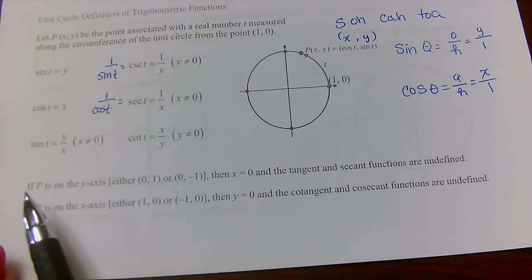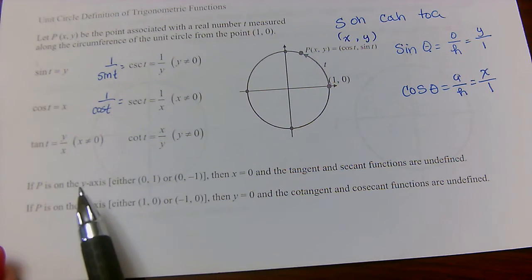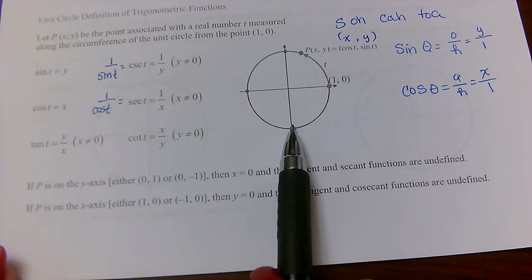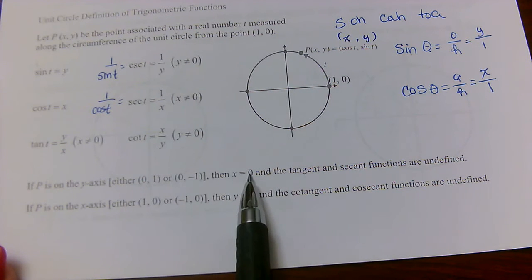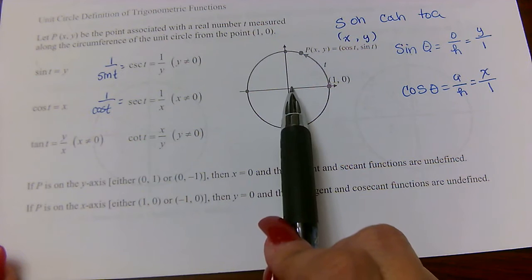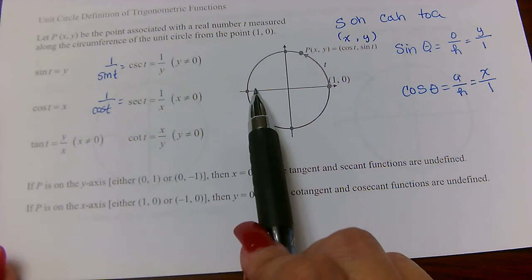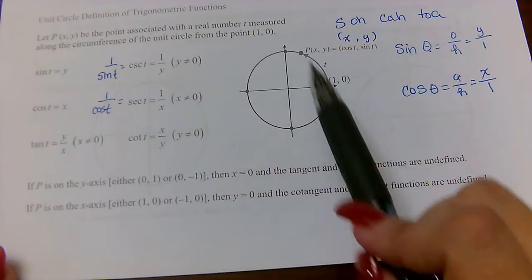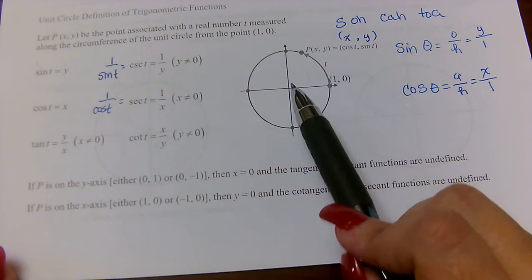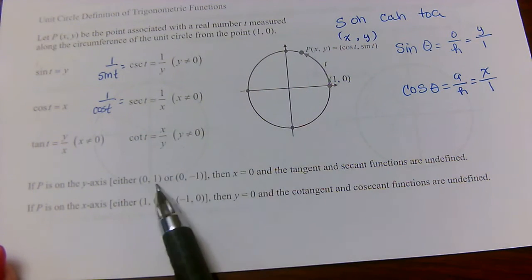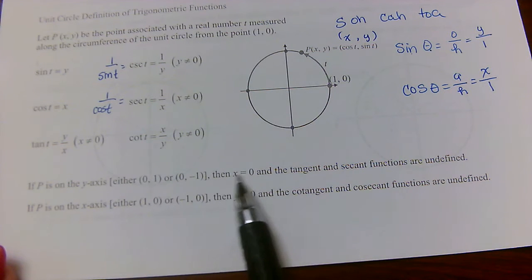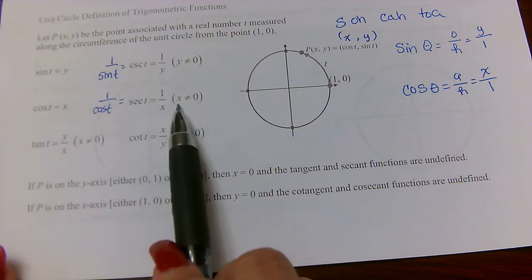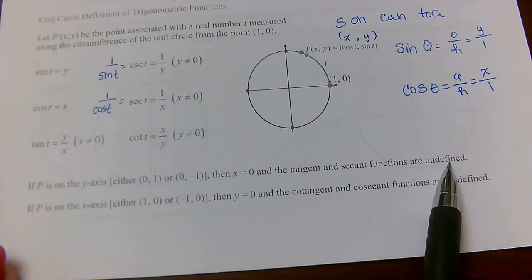Okay, so here, if a point lies on the y-axis, which is this point here or this point here, then x is equal to 0. Because remember, x's go forward or go back. Well, if it's here, it's going to be 0. But y can be a +1 or a -1. So that's where they come up with these 2 points. When x equals 0, tangent and secant are undefined.